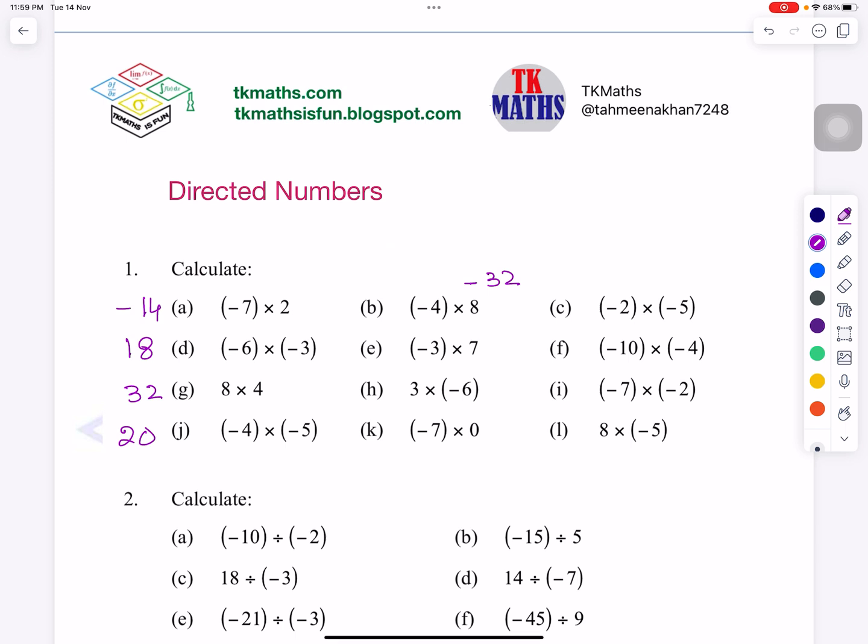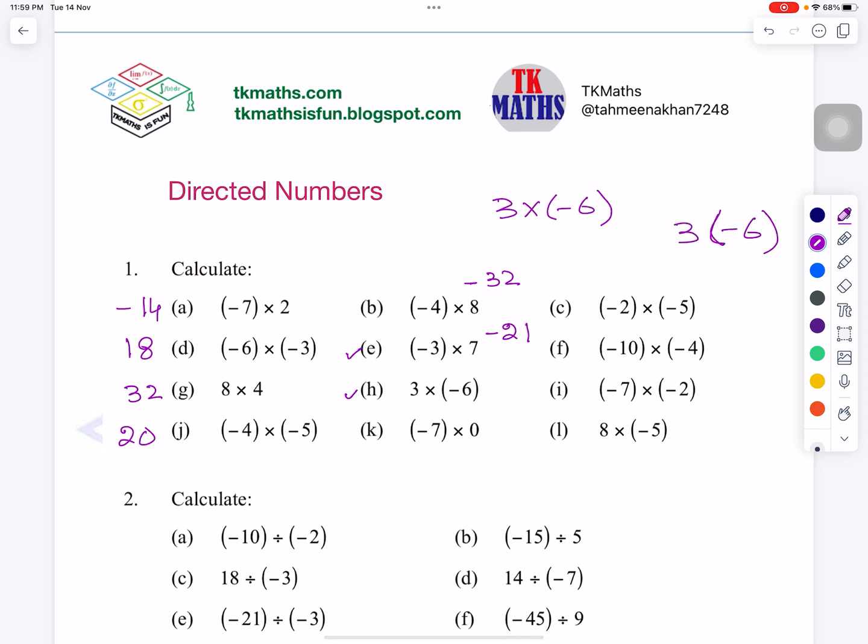Right? Minus 3 multiplied by 7 is minus 21, because minus times plus is minus, and 7 threes are 21. By the way, like it is written here, for example, when it is written like this, it is just to explain to you.